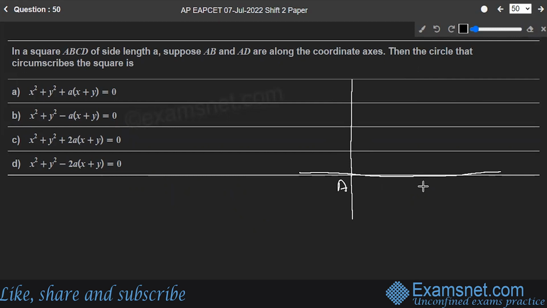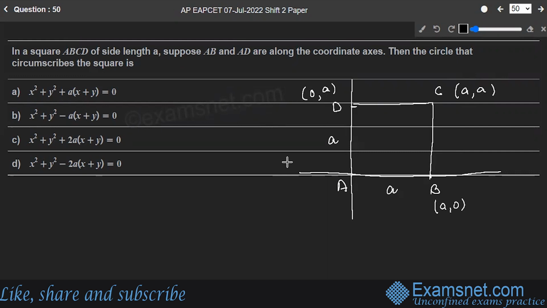So that means A is over here. And let's assume B is over here and D is over here. Right? So this is a, this is a, which makes B coordinates as (a, 0) and the D coordinates as (0, a). Similarly, you can have the point C over here somewhere. So the coordinates of C will be (a, a). I hope this is clear to you, right?